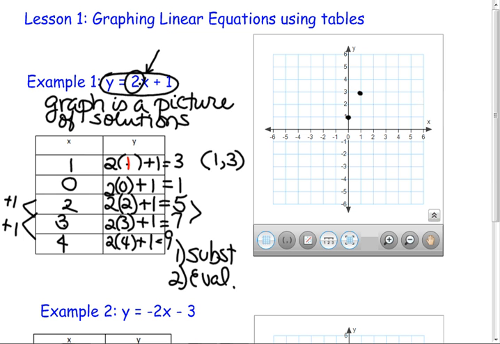Let's come back to that. At 2, I'm going to be at 5. At 3, I'm going to be at 7. Uh-oh, I'm off my graph, but that's okay, because at 4, I'm going to be up here at 9. Because what's the slope? Do you remember?